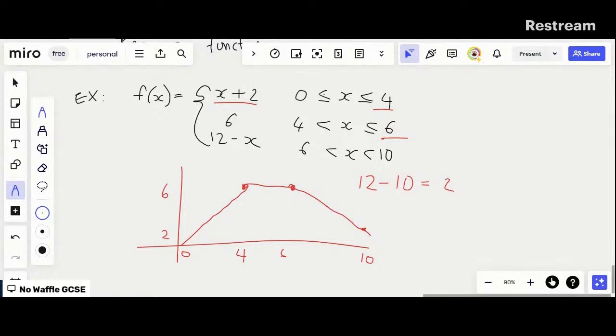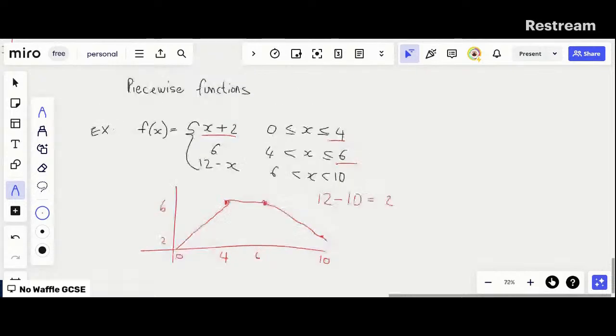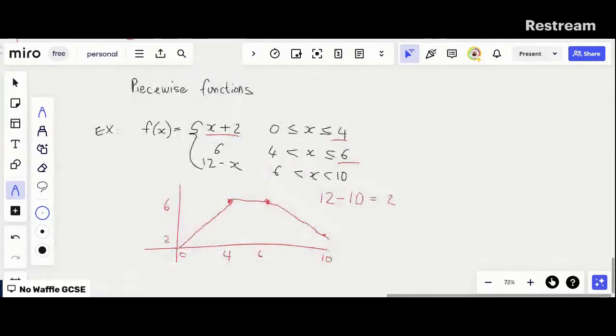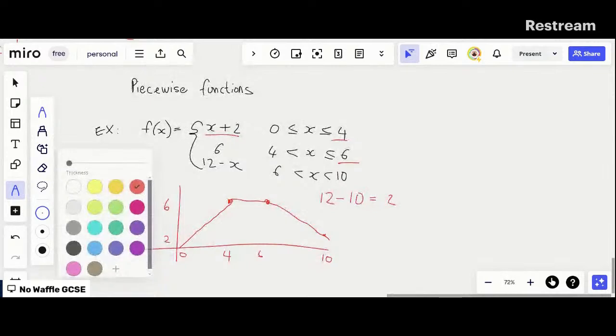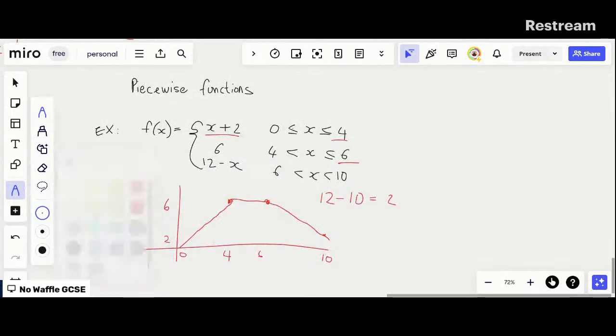Okay? So I hope that makes sense. And that's all there is for piecewise functions. That's all you talk about, the specified domains and ranges. They could ask, okay, what is going to be the range for one of the different parts of the function? And that's easy. You can draw a graph and write that out.